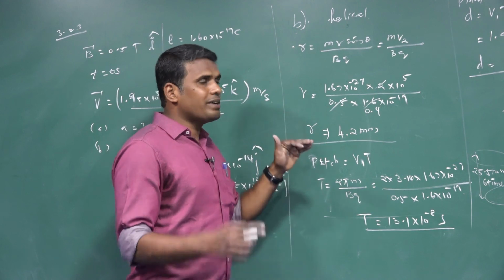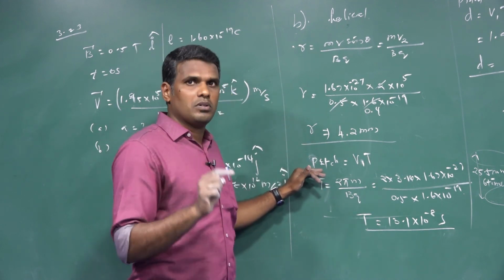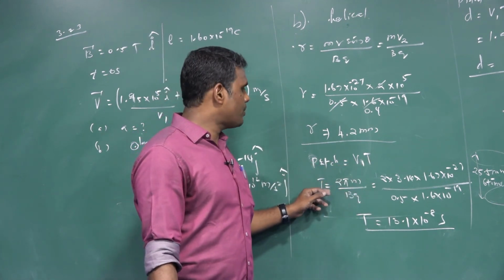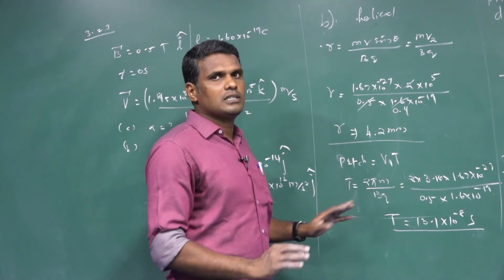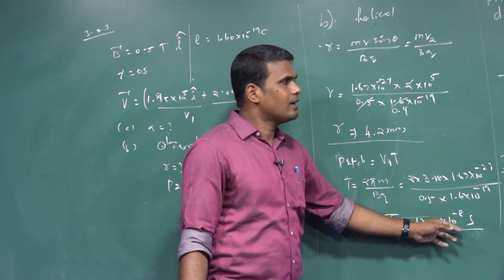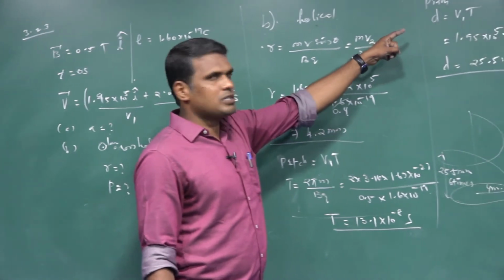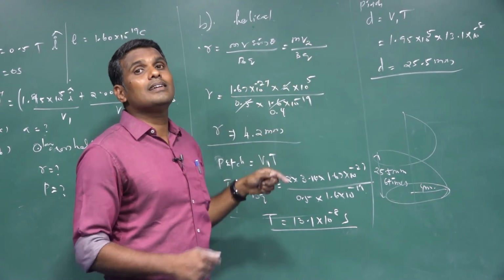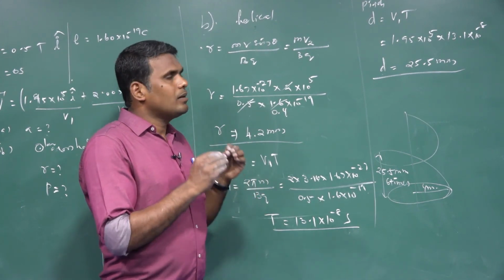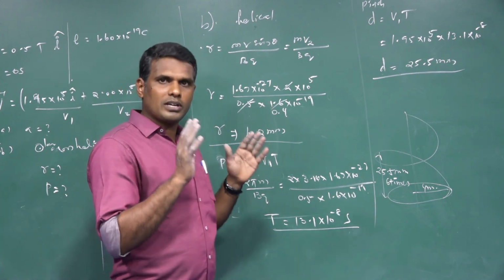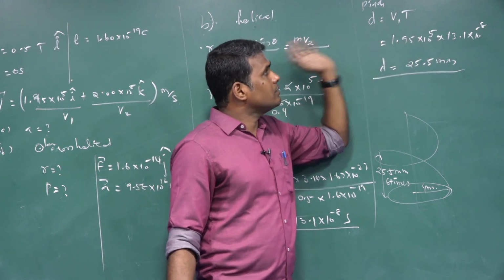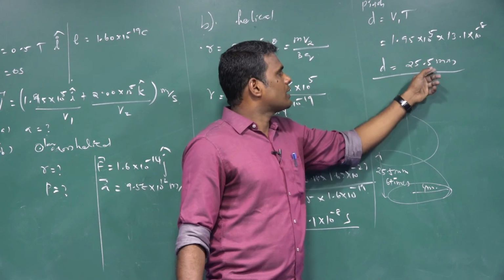Radius is determined. In order to calculate pitch, time period should be known. Time period is not asked, but it is required to calculate the pitch, v1 into T. So time period is 2 pi m by BQ. There is no change in the formula for helical path as well as circular path. So time period is 13.1 into 10 power minus 8 second. With this time period and this velocity, the pitch is the linear distance covered by the charged particle in one complete revolution. That is the definition of pitch. It is v1 into T, which is 1.95 into 10 power 5, the velocity v1, and the time period is this one. You will get 25.5 millimeters.